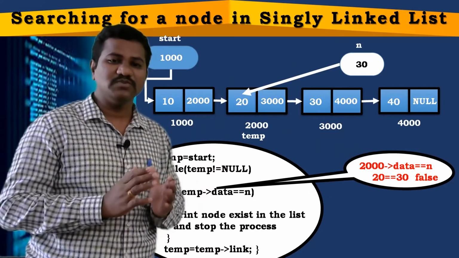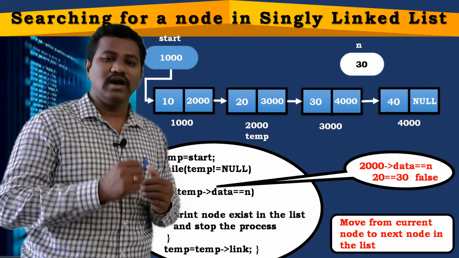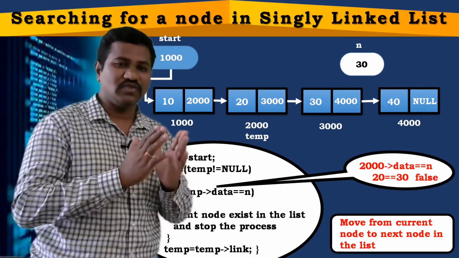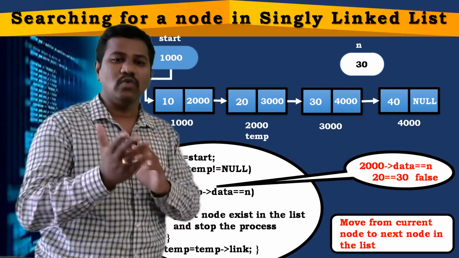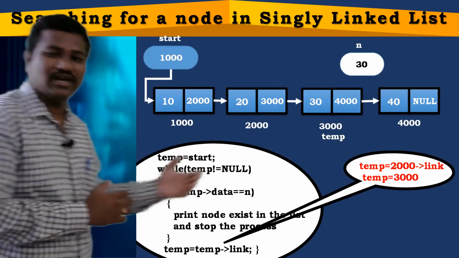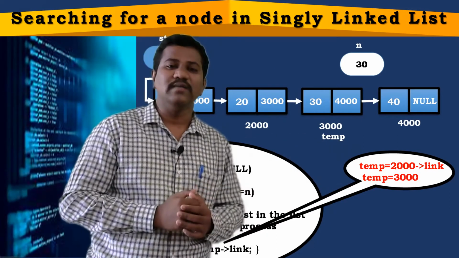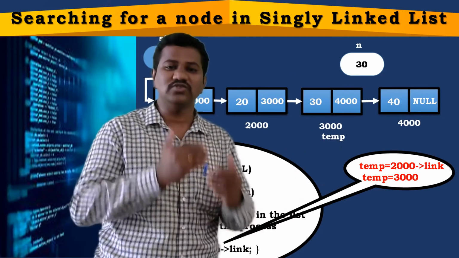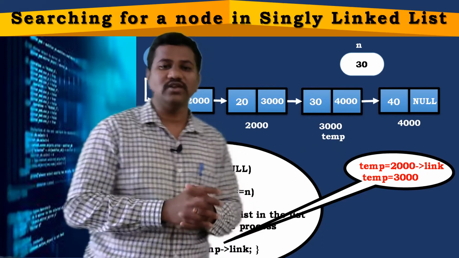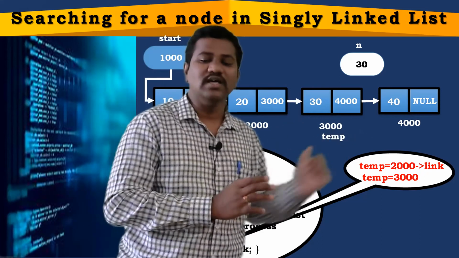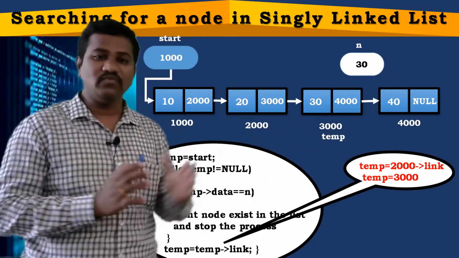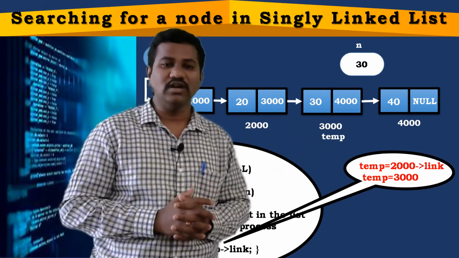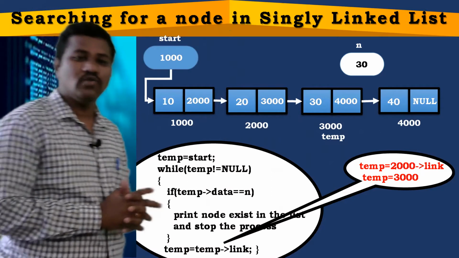If the condition is false, what do we need to do? We need to move temp from the current node to the next node. For that we go to the instruction temp is assigned temp arrow link, that is 2000 arrow link gives 3000, and 3000 is going to be stored in temp. So your temp moves from the 2000 node to 3000. We started temp from the first node, went to the second node, and then reached the third node.